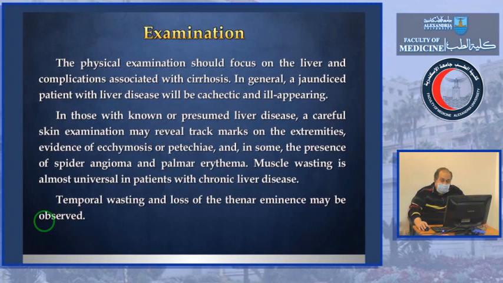When we start examining the patient with jaundice, you should focus on the liver status. You examine the liver, evaluate it. If there is criteria of liver cirrhosis, enlarged, firm, sharp border, this means a chronic liver disease, and that its etiology is long-standing.